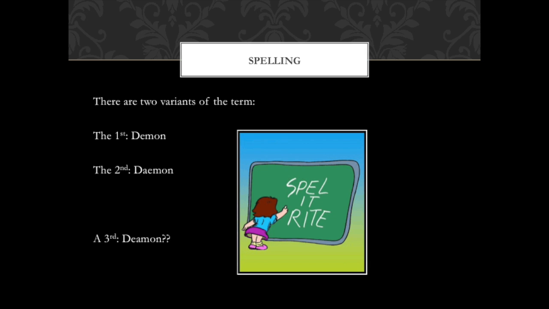I was also asked about a spelling of D-E-A-M-O-N. As far as I can tell, that's a misspelling, because if you really search for that, you're not going to find anything too substantial. So that would be kind of my guess.